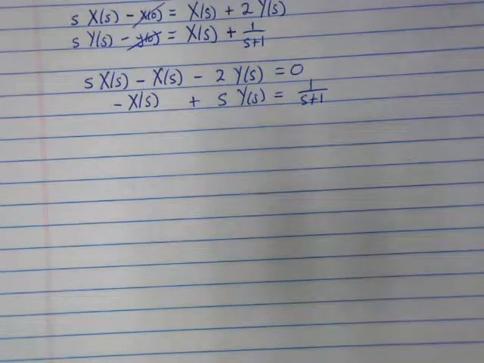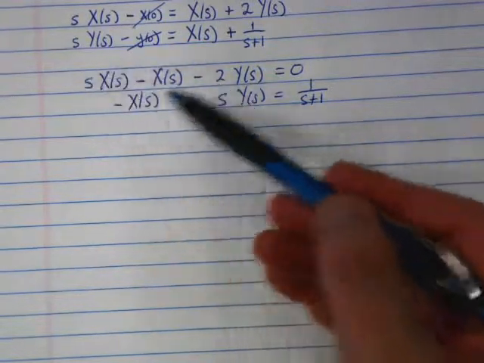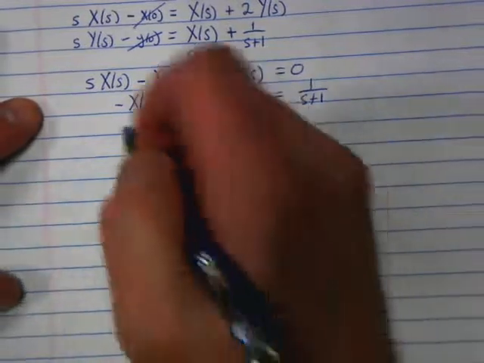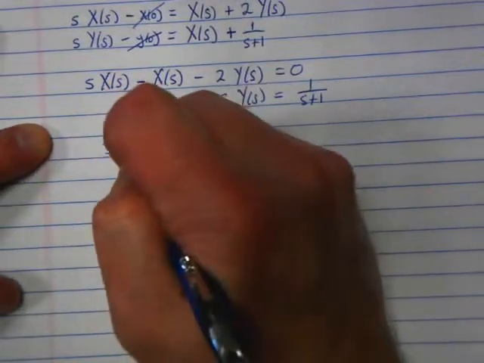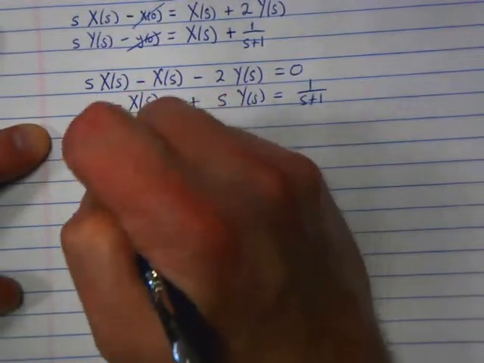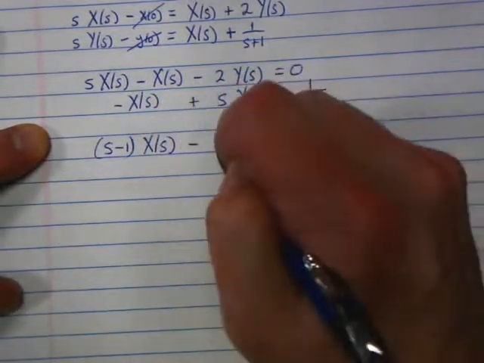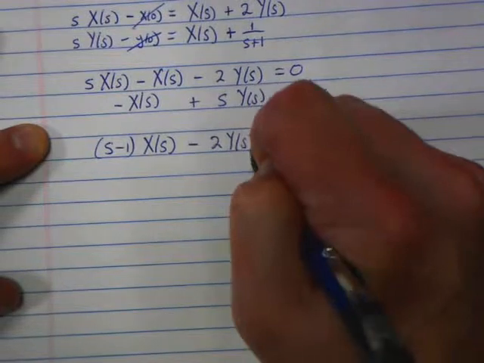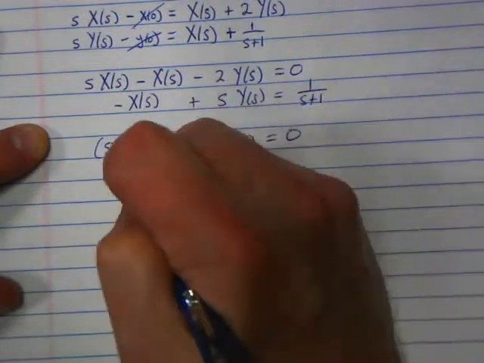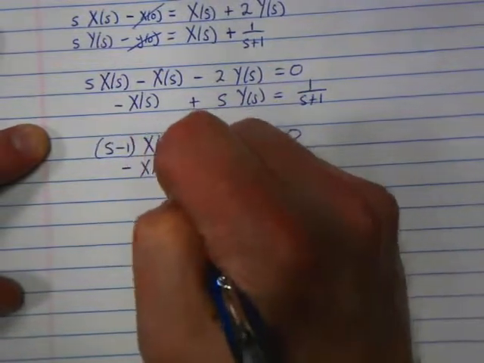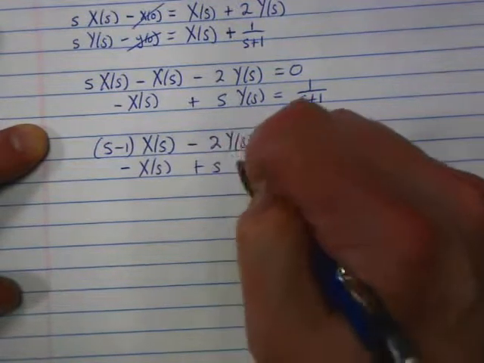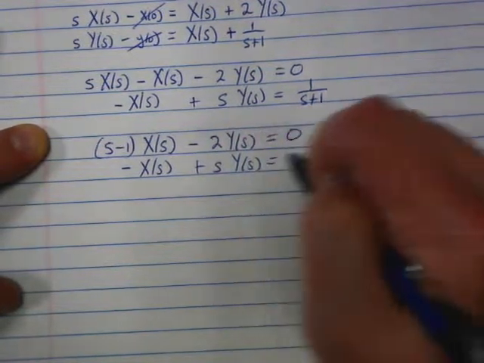That first equation, I can factor out a capital X out of these first two terms. So I'm going to rewrite this one more time. This is S minus 1 times capital X minus 2 capital Y equals 0, and minus capital X plus S capital Y equals 1 over S plus 1.